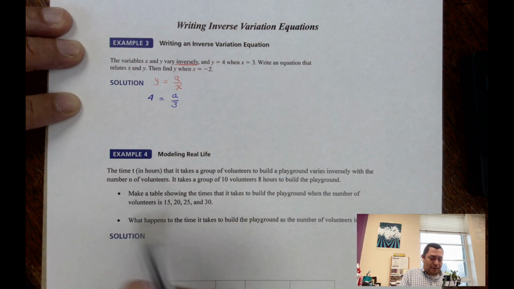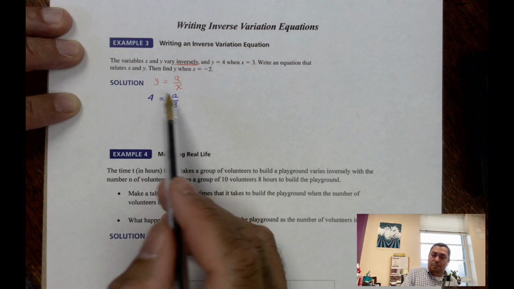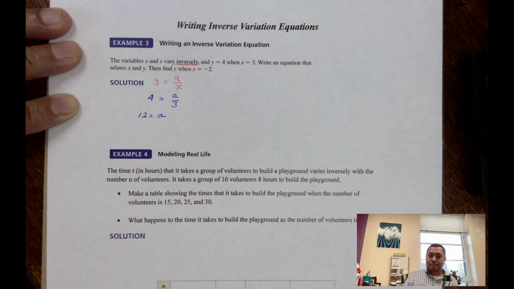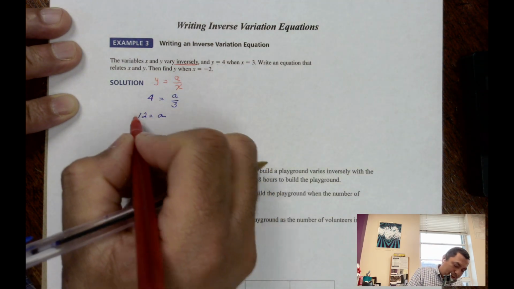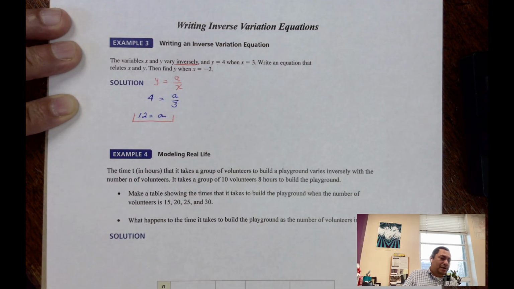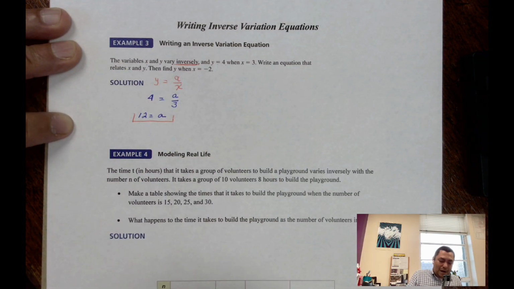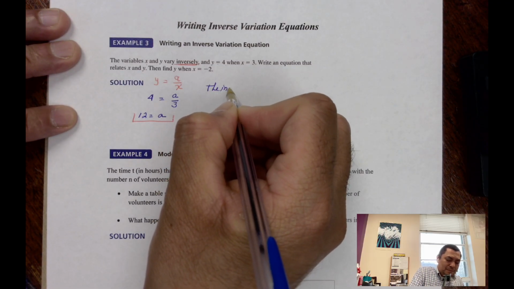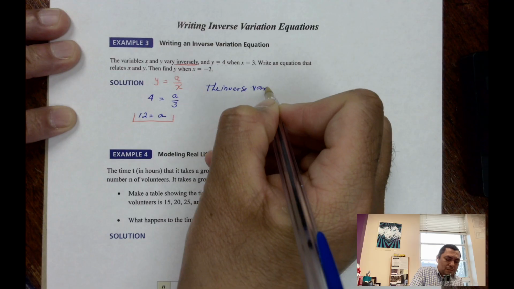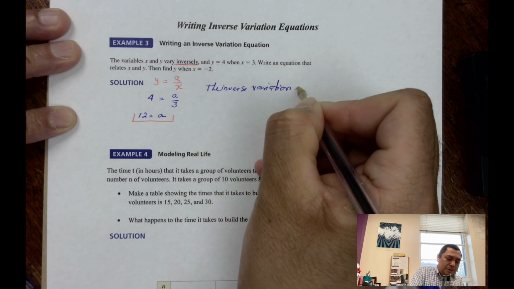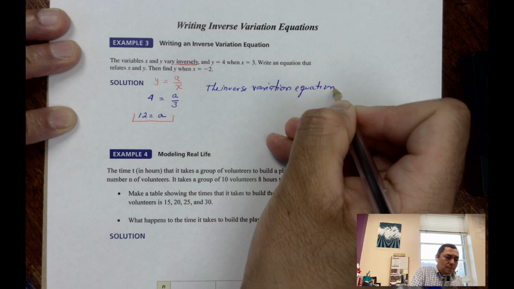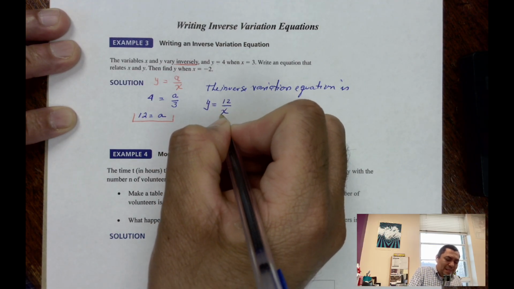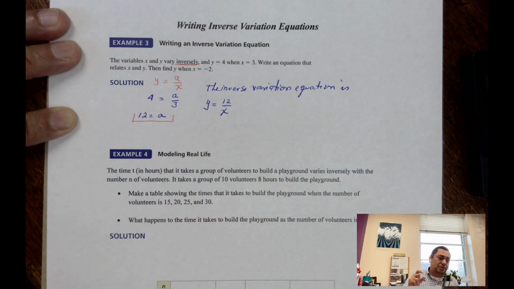Let's solve for a. So I have a over 3, multiply both sides by 3. So I have that 12 equals a. So that's the value of a. Okay? That's the value of the numerator. So in this case, I'm going to write it here, the inverse variation equation is y equals 12 over x. That's the inverse variation equation.